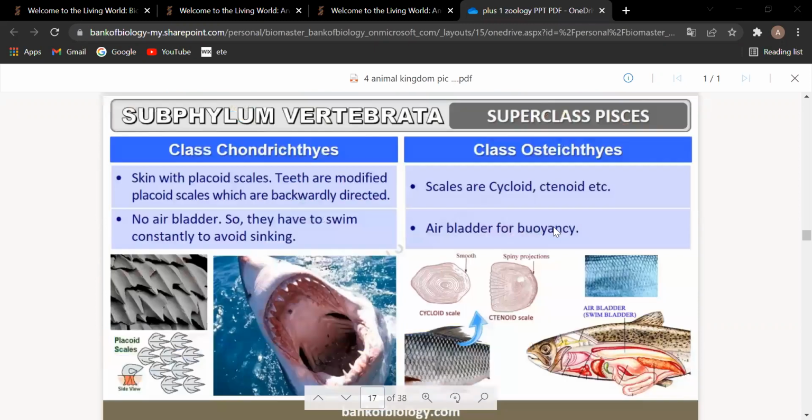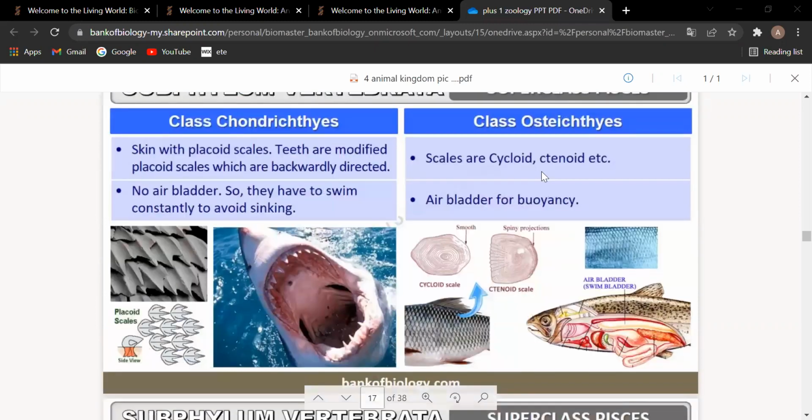Skin with placoid scales, skin with cycloid or ctenoid scales. See, this is the structure of the placoid scale, and this is the structure of the cycloid and ctenoid scales. Okay? Teeth are modified placoid scales which are backwardly directed. Look at the teeth here, they are placoid scales which are backwardly directed.